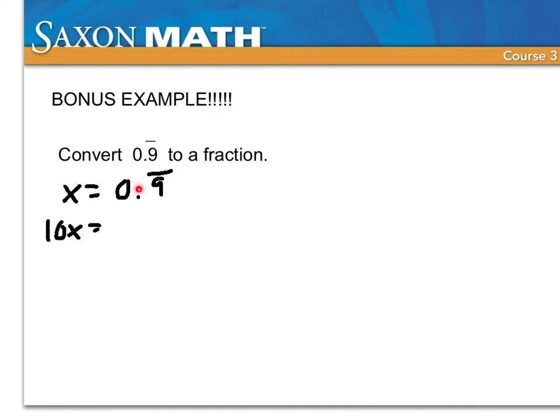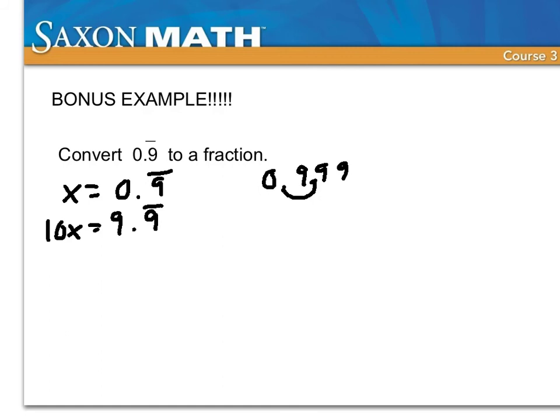Then I'm going to multiply it by 10 and say that 10x equals, again, if I move this decimal over once, what's going to happen here? Well, let's think about this. This is really 0.9999, so on and so forth. If I move the decimal over once, I'm going to get 9.9999, or 9.9 repeating, by moving the decimal over once when I multiply it by 10.